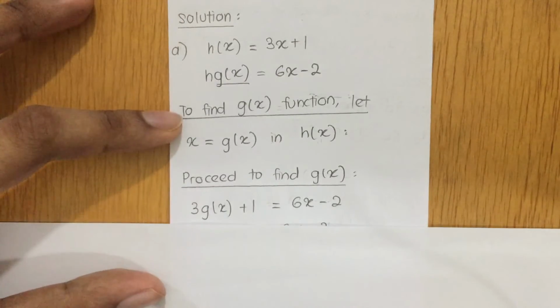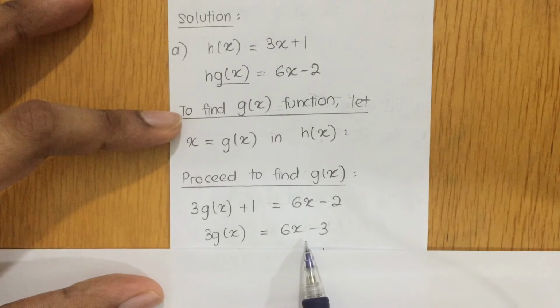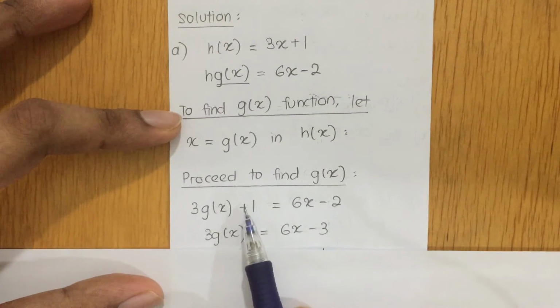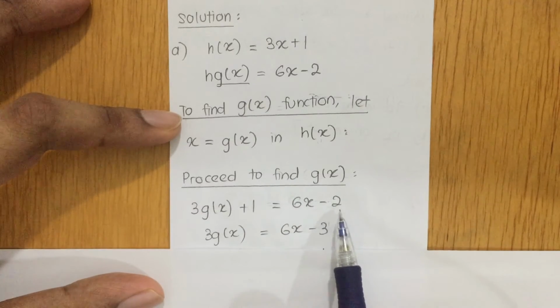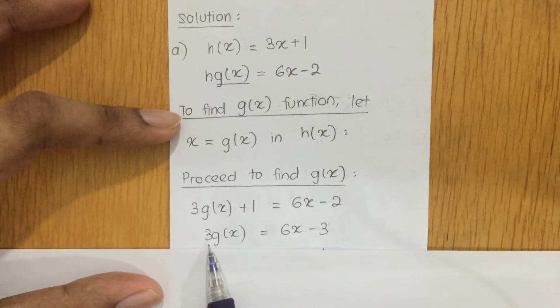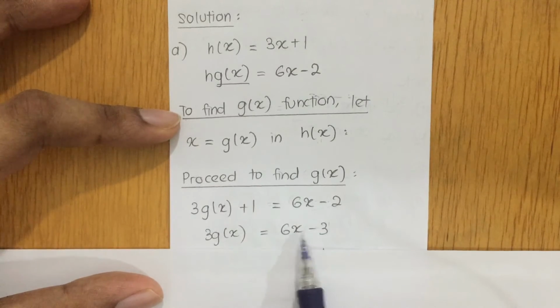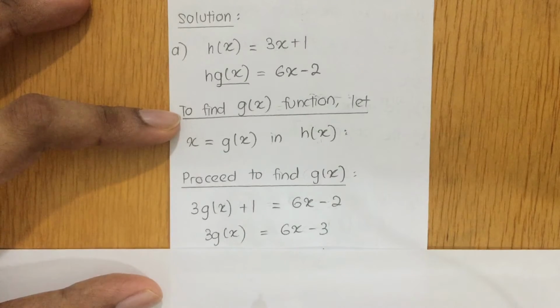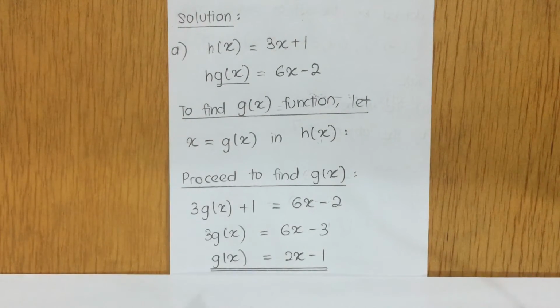Let us continue. From here, you get 3g(x) is equal to 6x minus 3. This plus 1, you move it over to the right hand side, it will become negative 1. So negative 2 minus 1. From here, you get 6x minus 3. You have 3g(x) over here. So to find g(x), what do you do? 6x minus 3, you divide the whole equation by 3. From here, you should get g(x) is equal to 2x minus 1.